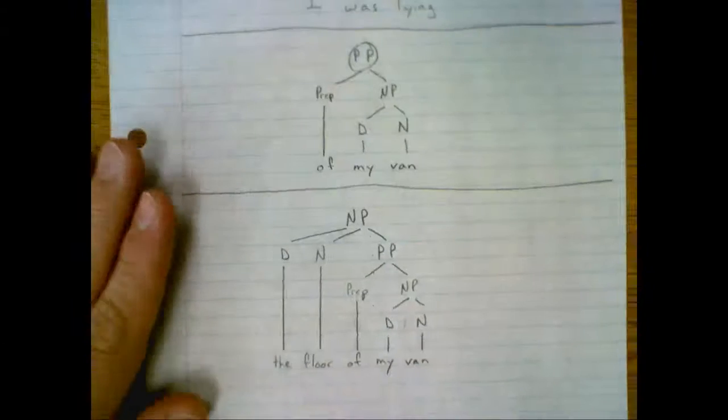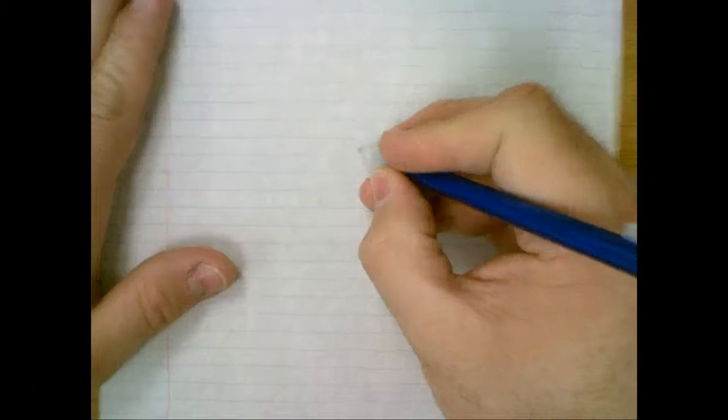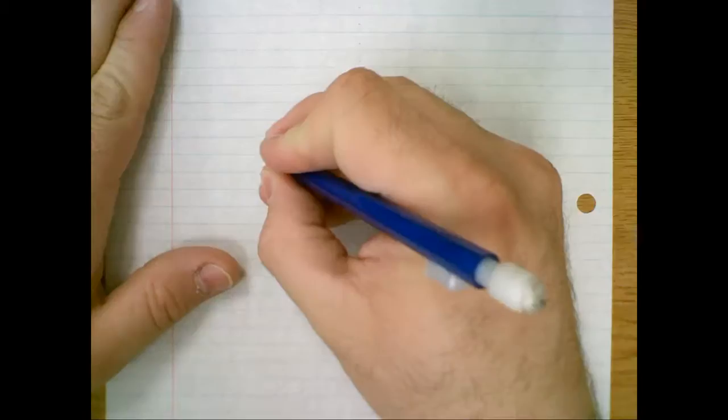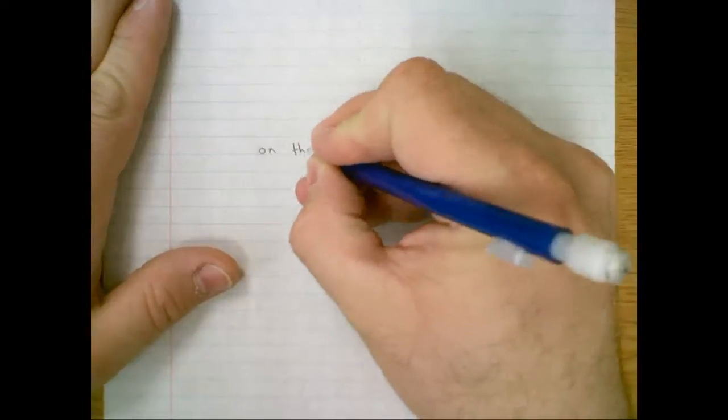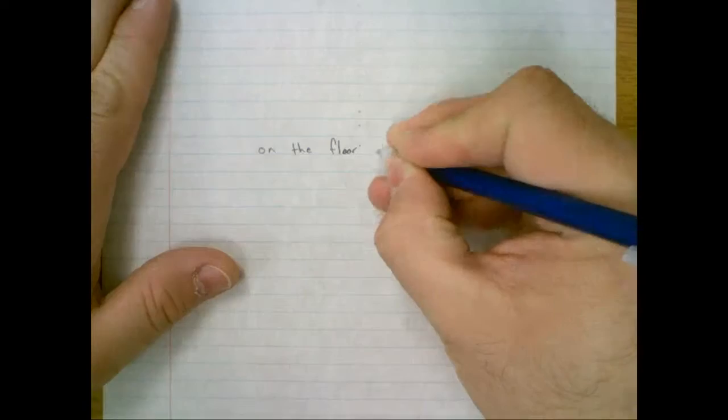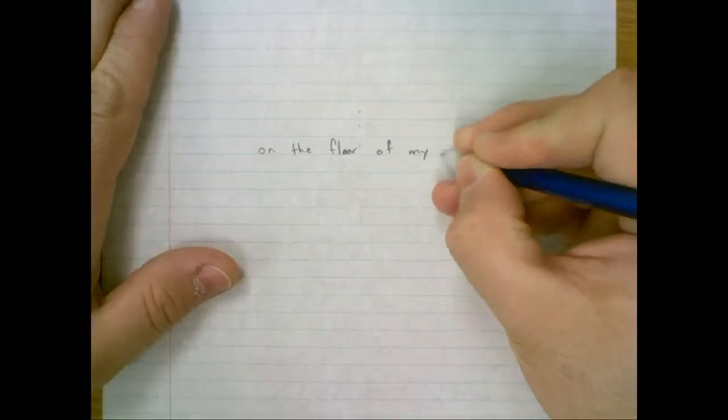I'm completely out of room on the front, so I'm just going to do it on the back here. That's all right. Let's see, how many spaces do I need for this one? 1, 2, 3, 4, 5, 6, 7, 8, 9, 10, 11. I need 11 spaces for this one. So 1, 2, 3, 4, 5, 6, 7, 8, 9, 10, 11. Here we go, 11. And I'm just going to write on the floor of my van, because that's what we're dealing with. On the floor of my van.